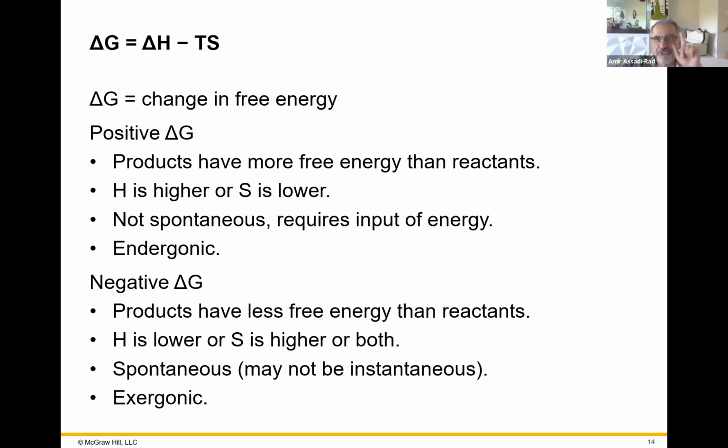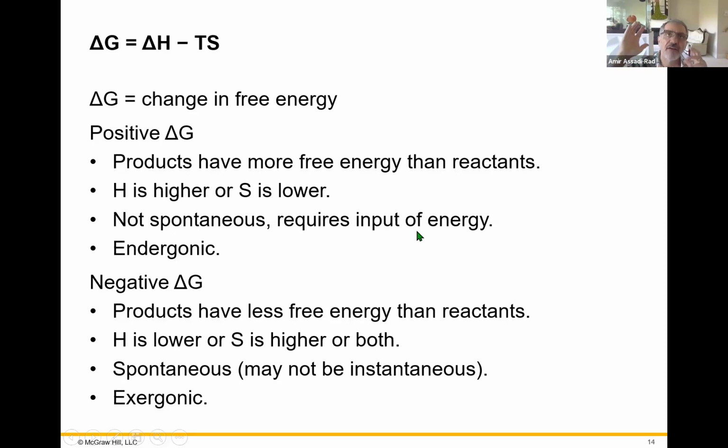When you add phosphate, you studied this before. When you add one phosphate to the two phosphates of ADP, that is an endergonic reaction, because you're storing energy. As a result, that is a positive delta G. Products have more free energy than the reactants. H is higher or S is lower. Of course, not spontaneous, requires input of energy.